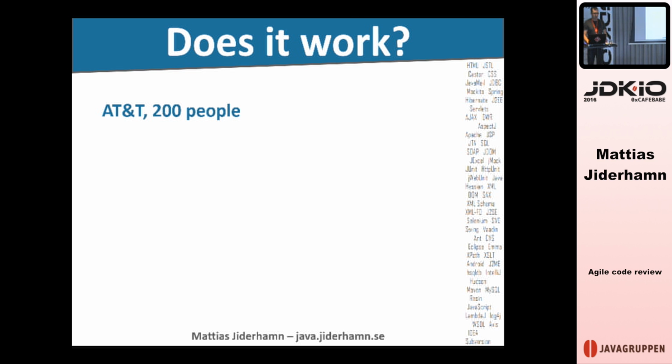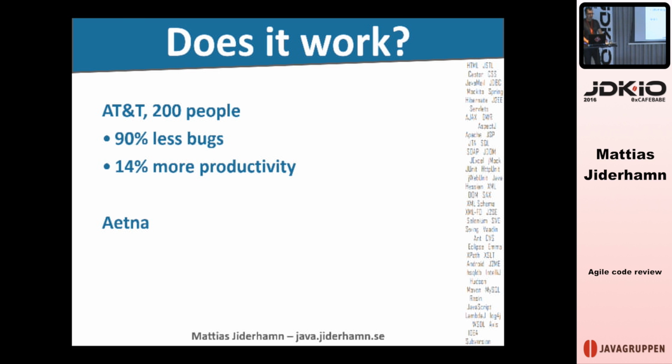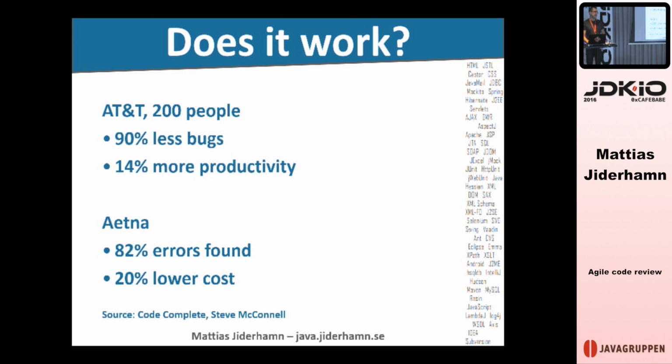So does this actually work? Well, some more examples. At AT&T, they had a group of 200 people, and they introduced code reviews, and they were able to decrease the number of bugs by 90%. They also measured that they became 14% more effective. And Aetna, an insurance company, estimated that they were able to uncover 82% of errors during the code review, and they lowered their costs by 20%.